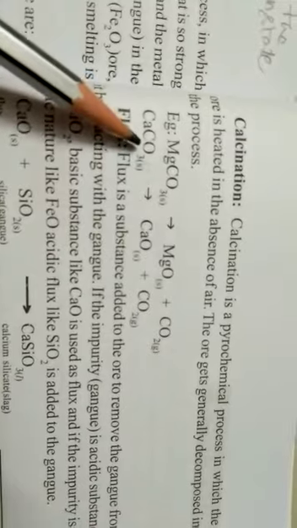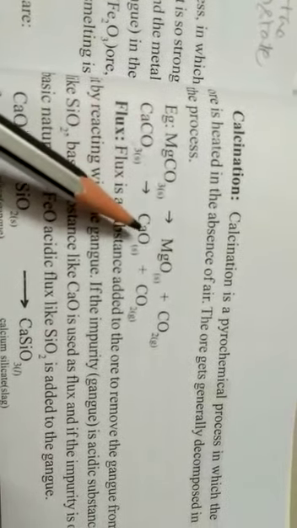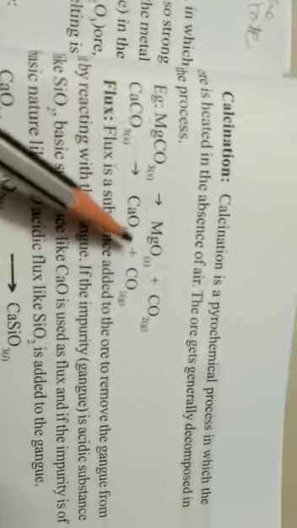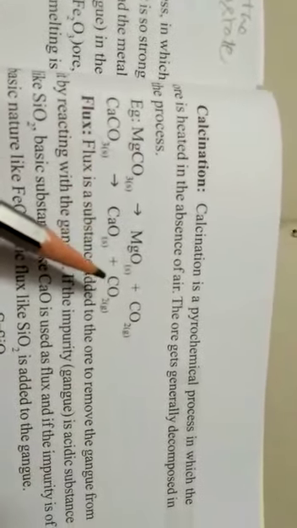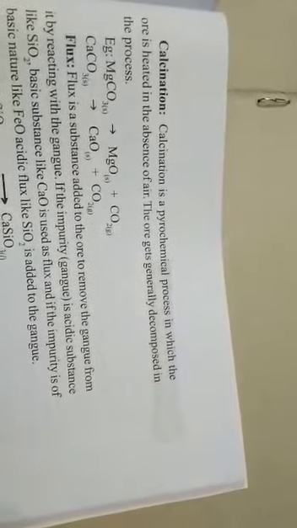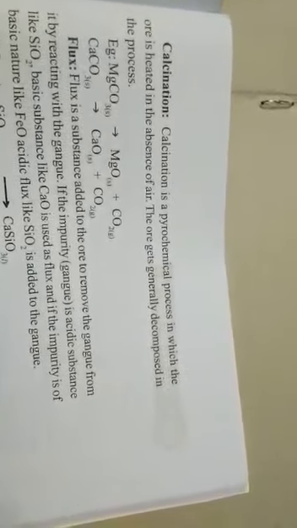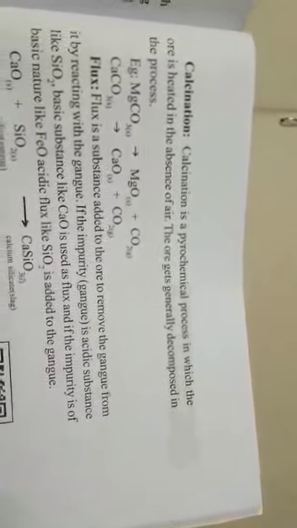Calcium carbonate is also a carbonate ore, of calcium. By heating to a very high temperature, it liberates carbon dioxide and forms calcium oxide. See here, the compound is decomposed into two components. So calcination is one type of decomposition reaction. Once again, calcination is a pyrochemical process which takes place in the absence of air or oxygen. Generally, it is done for carbonate ores. Generally, it is a decomposition reaction.